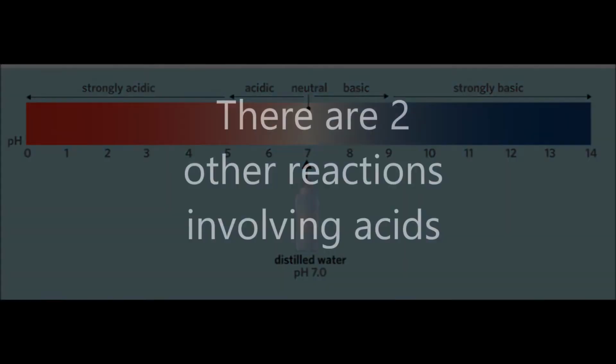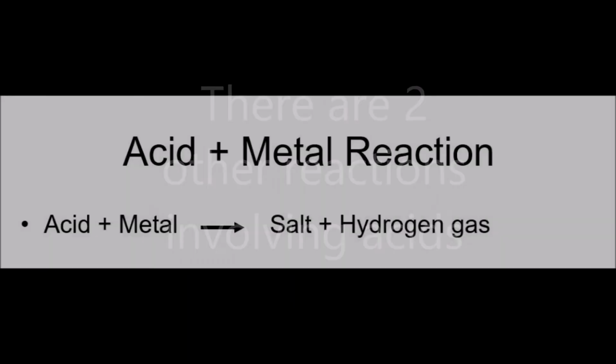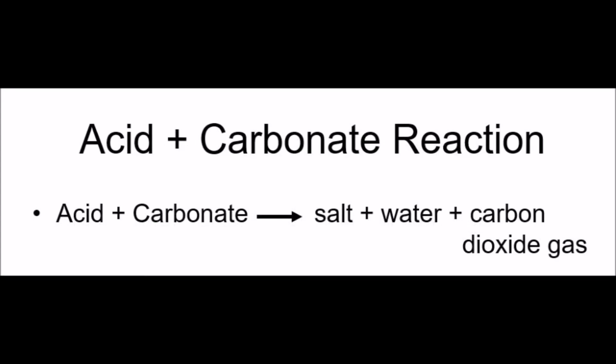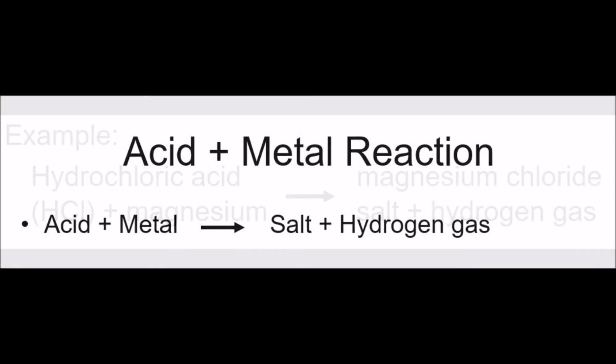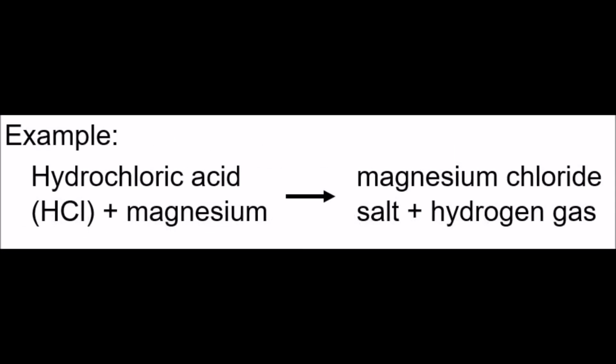There are two other reactions involving acids: acid and metal, and acid and carbonate. An acid and metal reaction involves acid and metal turning into salt and hydrogen gas. An example of this is hydrochloric acid and magnesium turning into magnesium chloride and hydrogen gas.